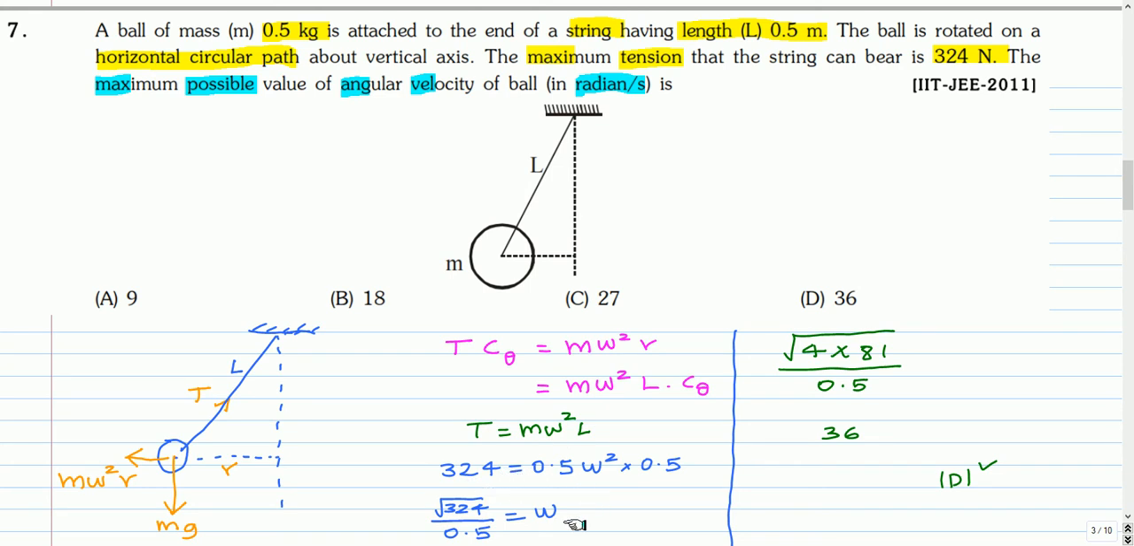So from this we get omega as square root of 324 divided by 0.5, and 324 is 4 times 81, and square root of that is 2 times 9. So from this we get the angular speed omega as 36 in SI units, that is radian per second. So the correct option is option D.